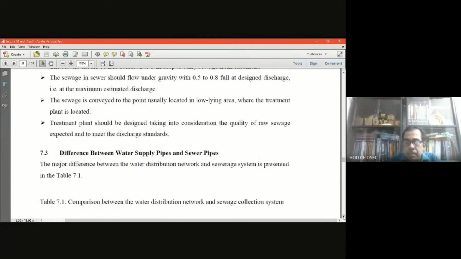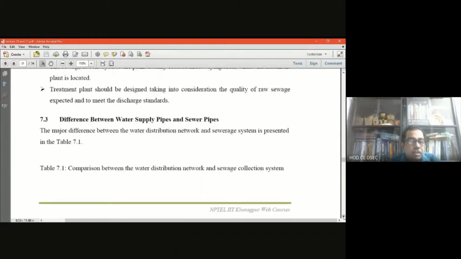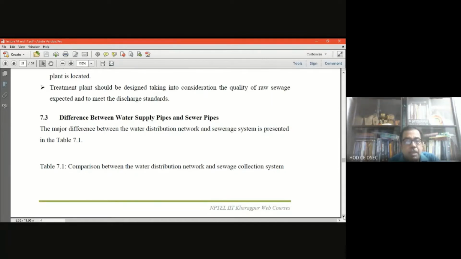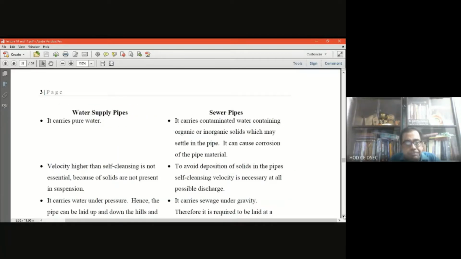Now, let me look at a very interesting point: the water distribution pipe and the sewer pipe, and the basic differences in the design aspects of these two piping systems. Both are pipes. One is the drinking water pipe, another is the sewage pipe. Let me highlight the comparison between the water distribution network and the sewage collection system, which as a civil engineer you must know for the hydraulic design of the sewer.